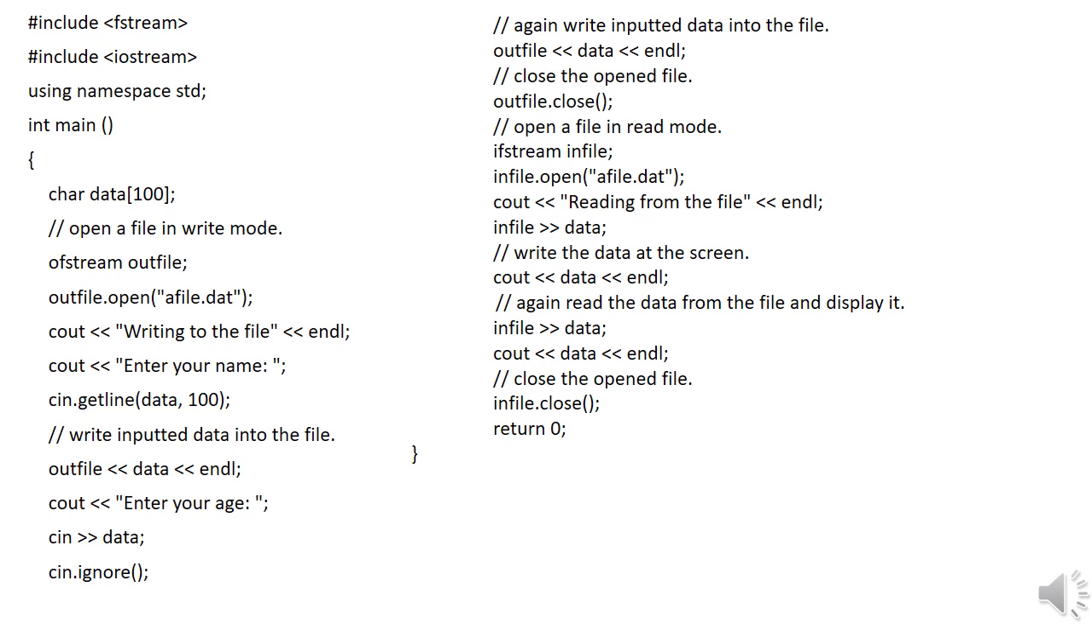Now we are going to close the open file. The syntax is object name dot close. So outfile.close(). Then we want to open afile.dat again for reading purpose. So next we are going to read data from that file and display it on the monitor.